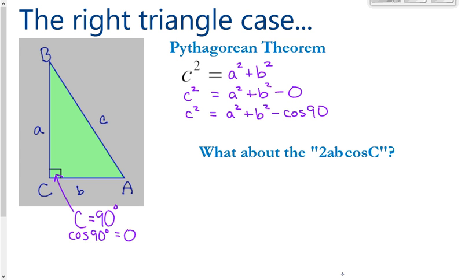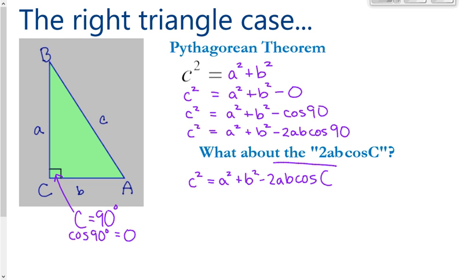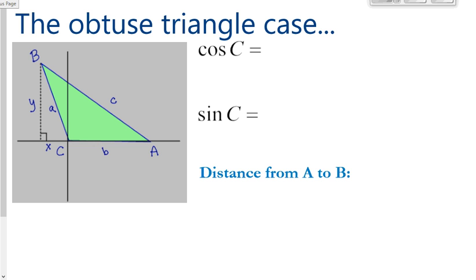And if you multiply 0 by something else, it's still 0. So I could replace it with, here's my 0, cosine 90. I could call it minus 2 times a times b times cosine 90. It's still 0. And 90 was angle C. So if I put a c in there where the 90 is, we have c squared equals a squared plus b squared minus 2ab cosine c. Same formula. That takes care of the right triangle case. And now we need to look at the obtuse triangle case.